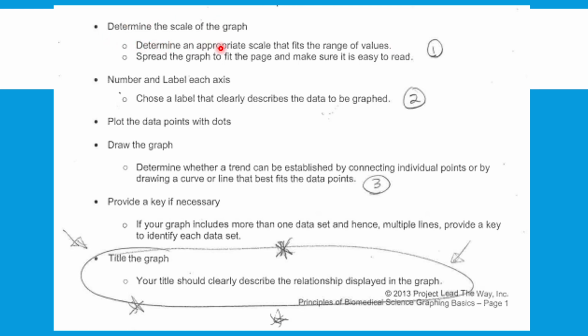When we determine an appropriate scale that fits the range of values, that just means the numbers need to include your data. So whatever counting pattern you choose, it has to be the same all the way up the y-axis, all the way across the x-axis, and we need to make sure our data is included. Spread the graph to fit the page and make sure it's easy to read. You do not necessarily have to use a whole piece of graph paper, but we do want to make it big enough that it's easy to read. However, we need to do some planning so that we have enough room to fit in our numbering and fit in our labels. All right, so I have a number 1 over here.